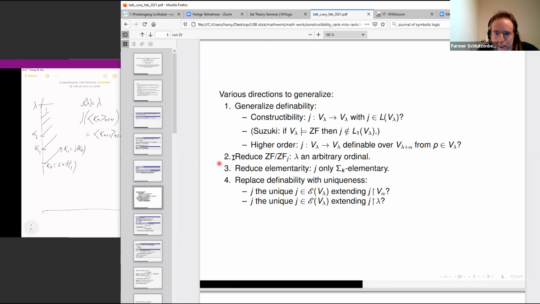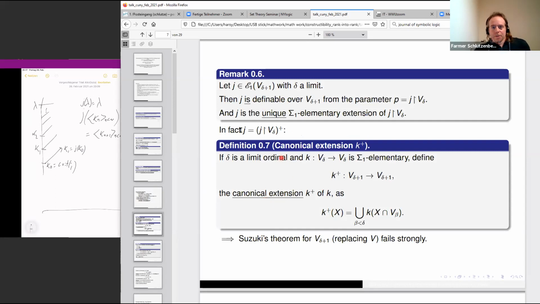So really the number 2 here, reducing ZF and ZFJ, considering arbitrary ordinals and definability over V delta plus 1. Okay, so the first basic observation here is the following. This is an old observation. It's in one of Laver's papers, but I don't know where it first appeared.